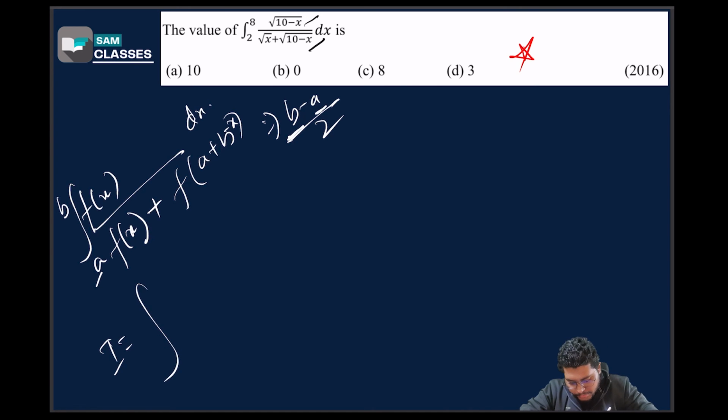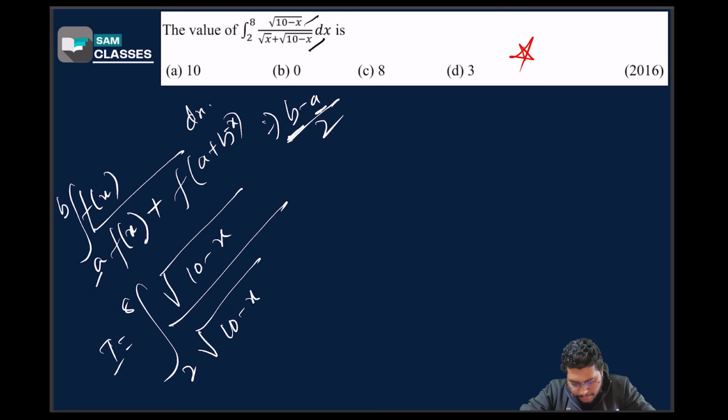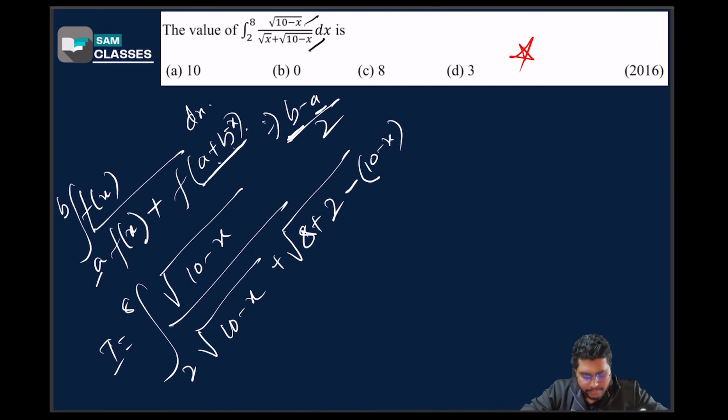Let's see. 2 to 8, root under of, my first function is 10 minus x, root 10 minus x. Again f(x), root 10 minus x, plus f of a plus b minus x, root under of a plus b is what? 2 plus 8 minus x. The function is what? 10 minus x. So what you will get? Root x. That's it. Once you have seen that this is the same formula which I have given, it will be higher limit, so 8 minus 2, the lower limit, by 2. So 6 by 2, 3.